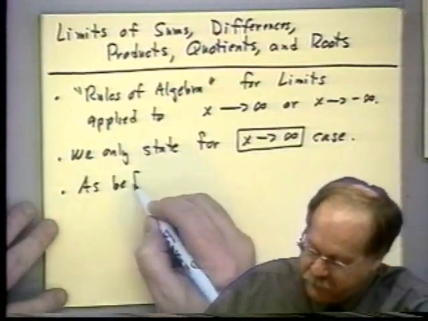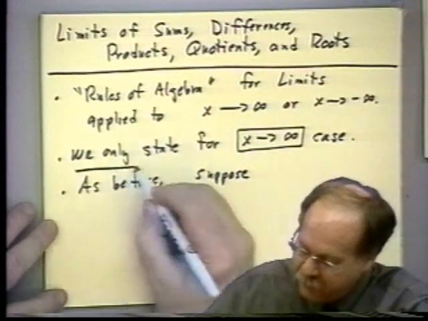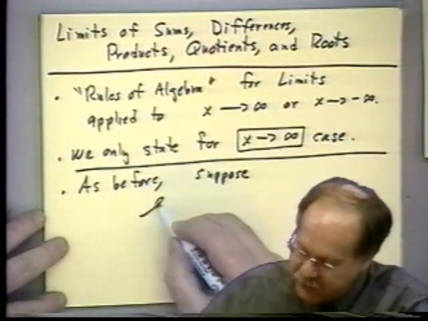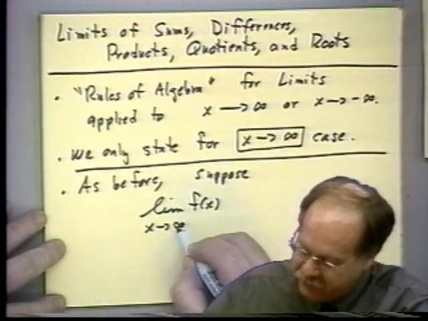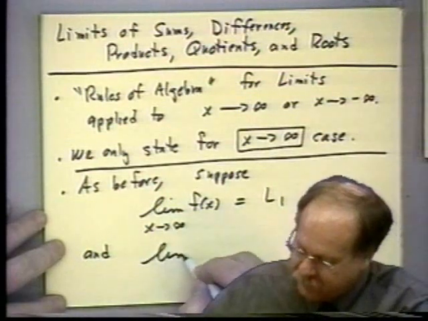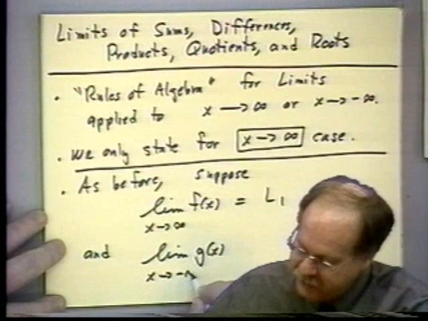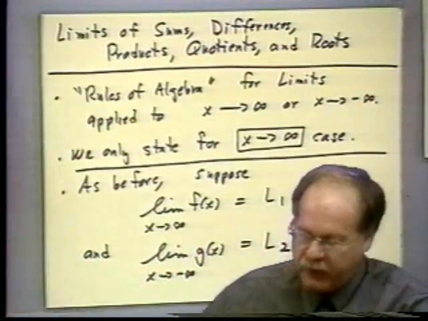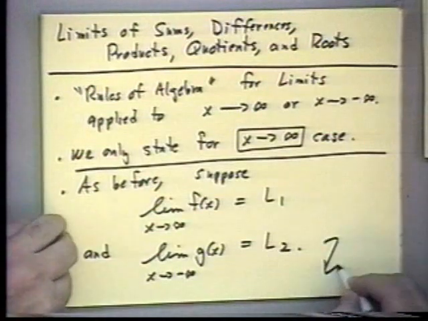And as before, we will suppose that we are given two limits. The limit of f of x as x approaches infinity, we'll call that L1. And the limit of g of x as x approaches infinity, we will call L2. And that will give us a reference as we do these rules. So we'll do them in order.